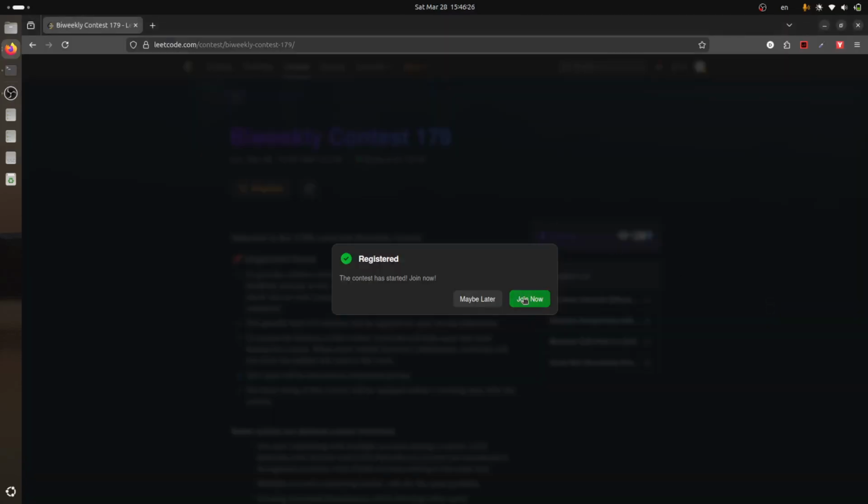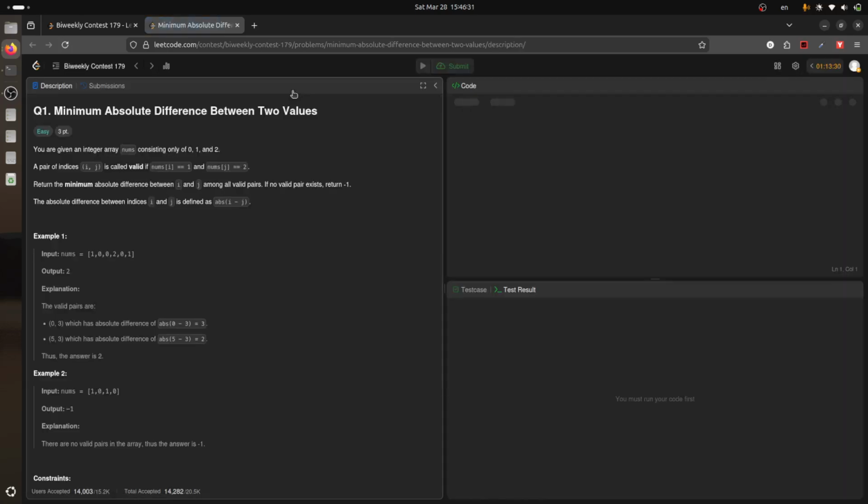Okay, so LeetCode 179 bi-weekly. I'm 15 minutes late, but who cares? Maximum absolute difference between... Maybe if it would load, that would be great.